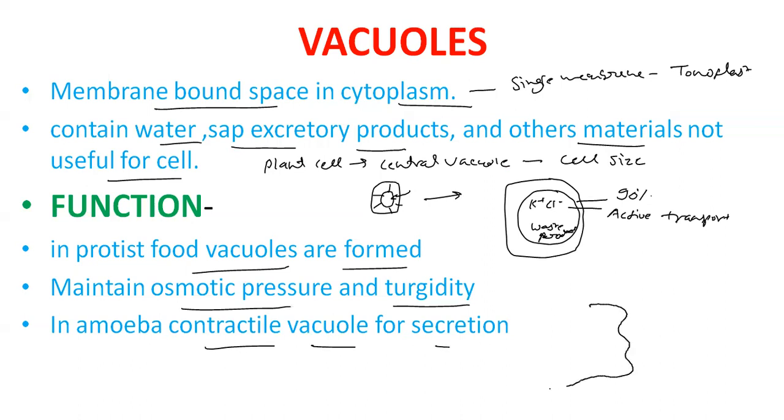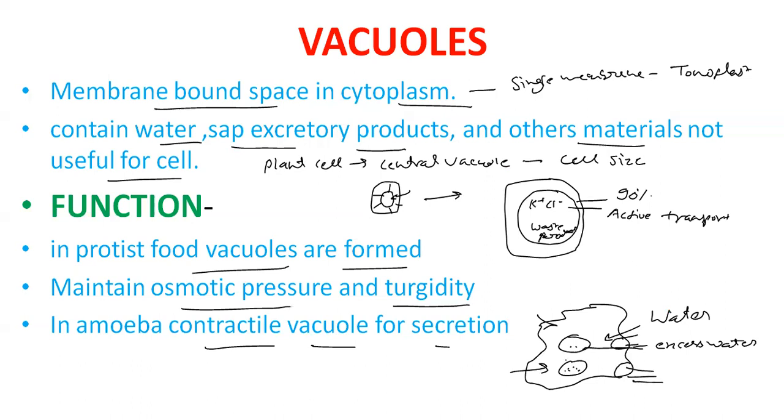See, suppose that this is amoeba. Amoeba lives in water. So much water enters inside amoeba due to diffusion from higher concentration to lower concentration. Because of this extra amount of water, the amoeba can burst. So here contractile vacuoles are found. These vacuoles store the excess water and secrete it on the surface of the membrane. That's how it maintains the osmoregulation inside the amoeba.